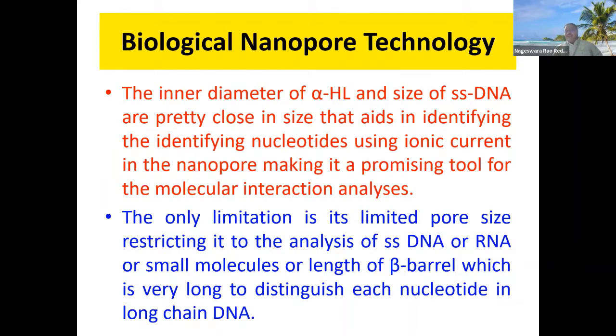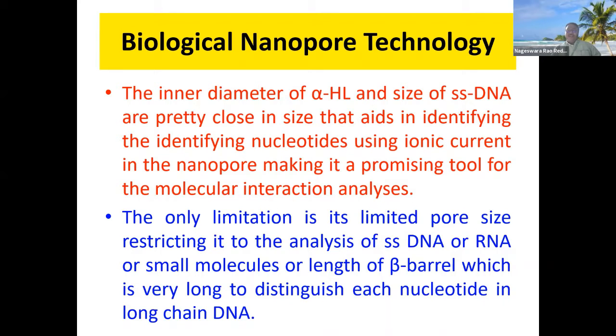Now, what is the advantage of alpha hemolysin? The inner diameter of alpha hemolysin and the size of single stranded DNA are pretty close in size. So alpha hemolysin and single stranded DNA are about the same, which is very simple. Being close in size aids in identifying the nucleotides using ionic current. So whatever single stranded nucleotide is there can be easily identified by this hemolysin.